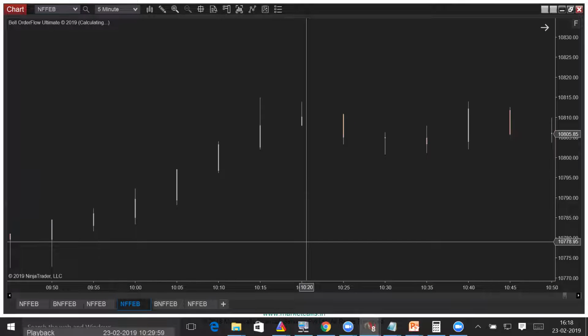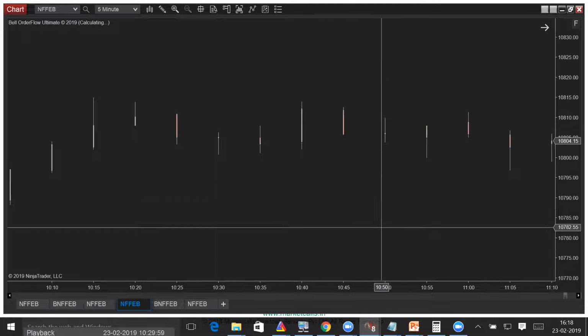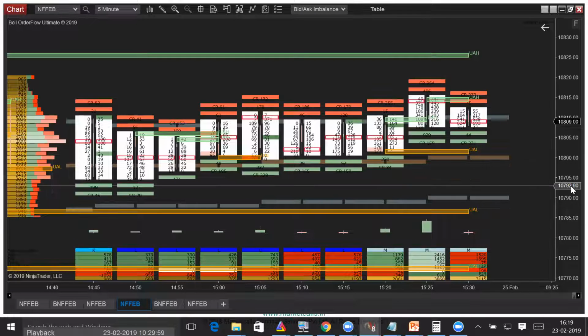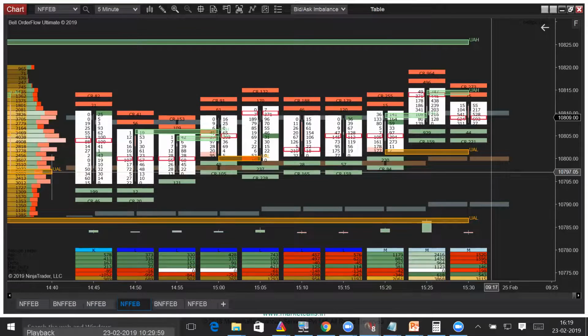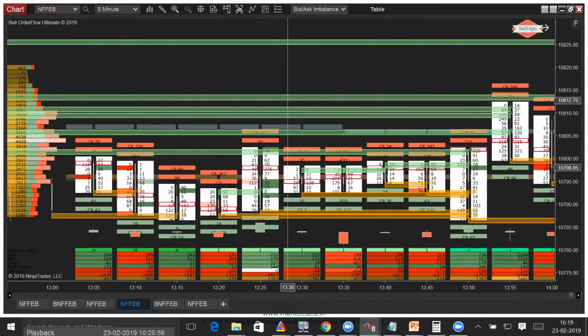It's one way where we can identify a poor auction. We could say that it's not a good auction, and it is always called a poor auction. When such poor auctions are there, you can see there is one level at 10,825 on the top.